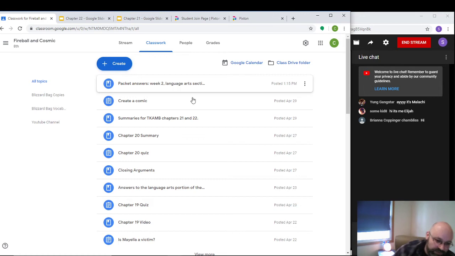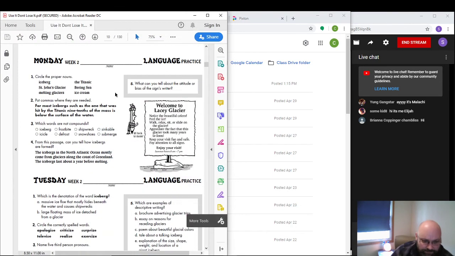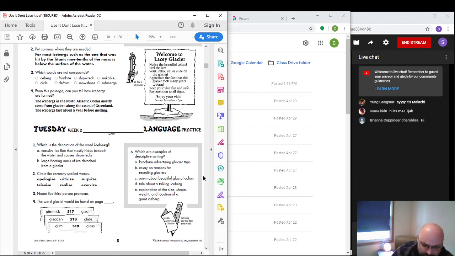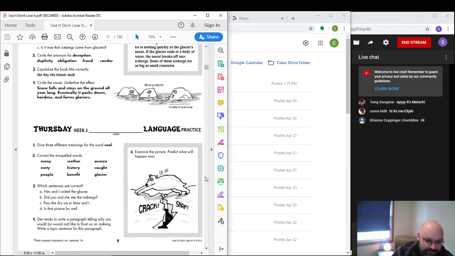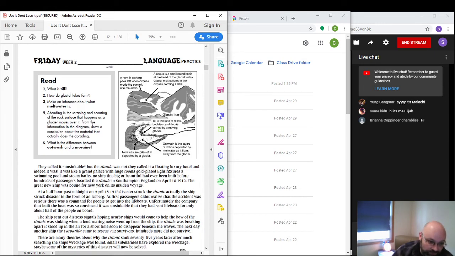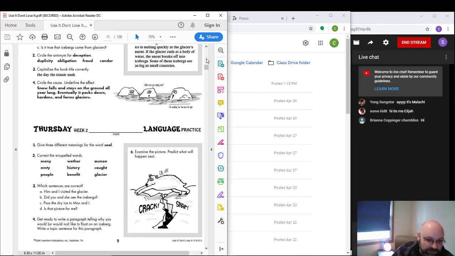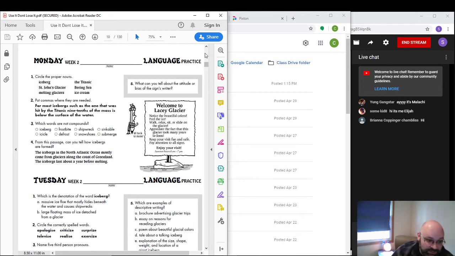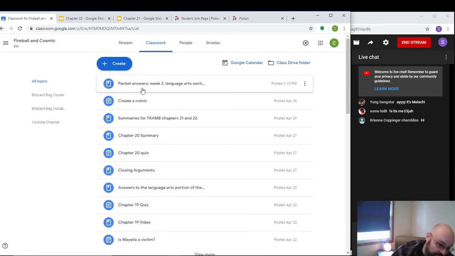Week 2, this would be the portion of the packet that looks like this. So it would say week 2 Monday, week 2 Tuesday, all the way up to Friday. You don't have to do Friday's writing portion. You only have to do the reading portion. So it looks really long for Friday, but since you're only actually using the reading portion, it won't take you as long as it looks. And the answers to this are all on Google Classroom under Packet 2 Answers.